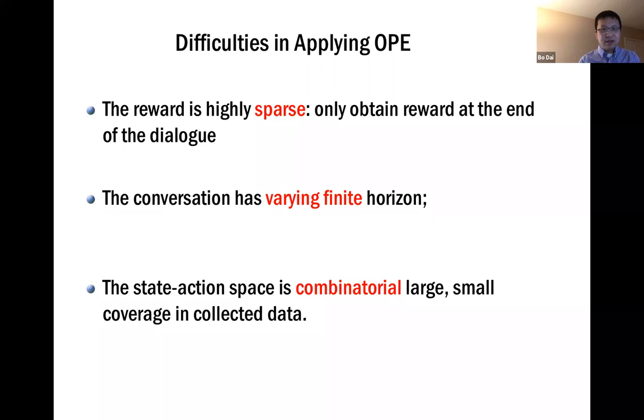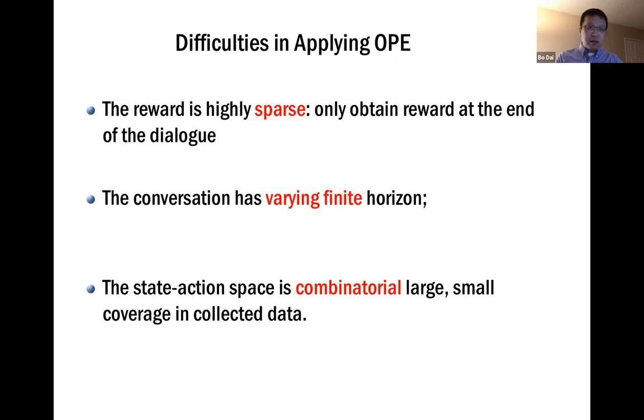This is one reason. And then the other reason is that in the DICE framework, what we derive is only applicable for either infinite horizon or fixed horizon MDPs. And in this particular application, the horizon of the conversation is varying for different instances. So this also gives some difficulty in applying DICE.